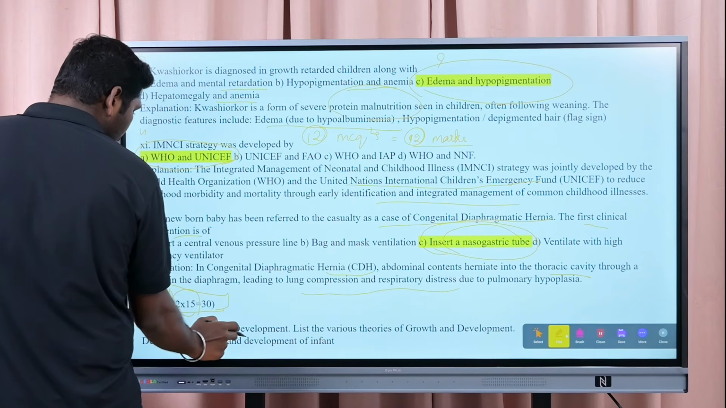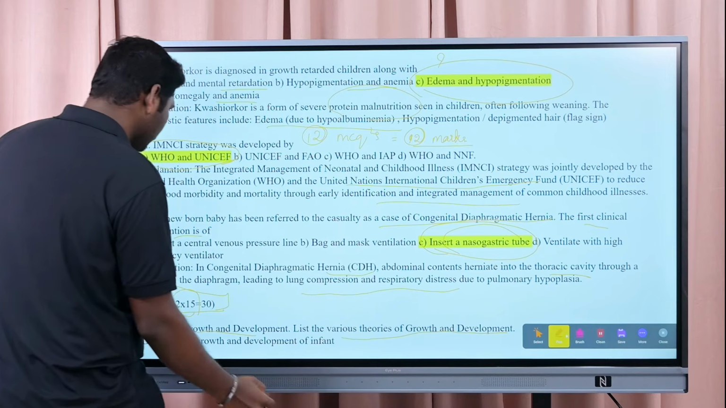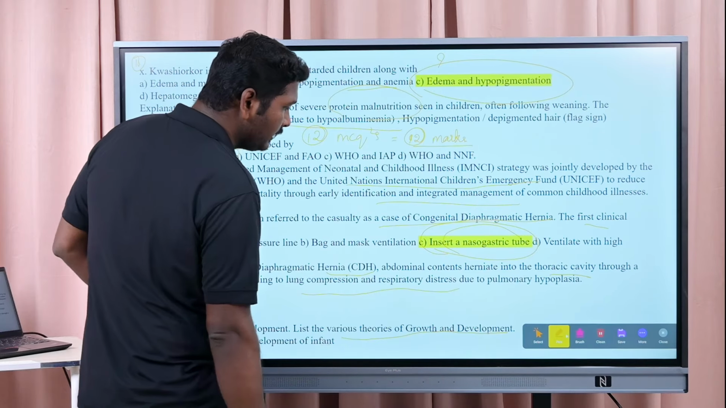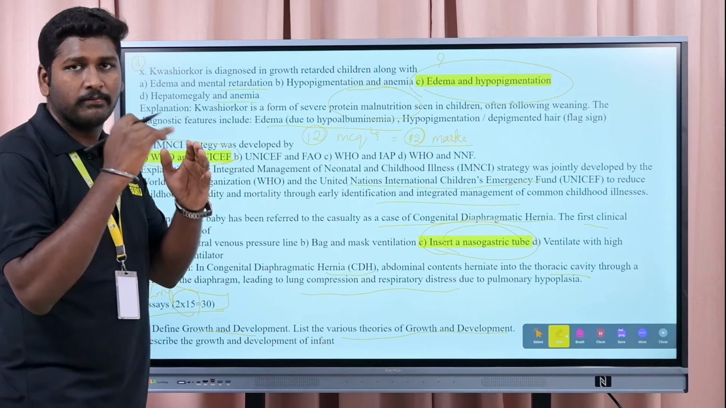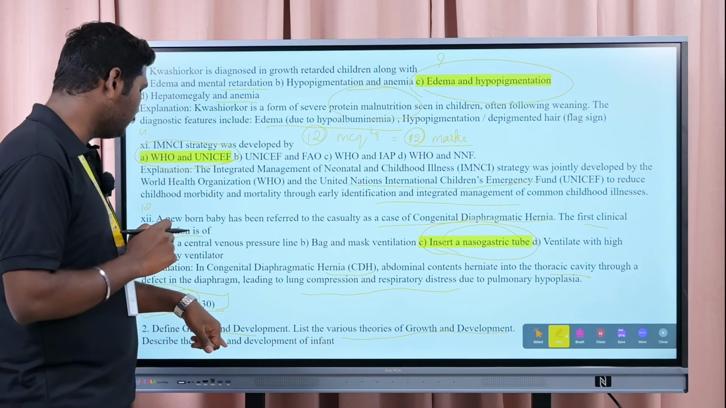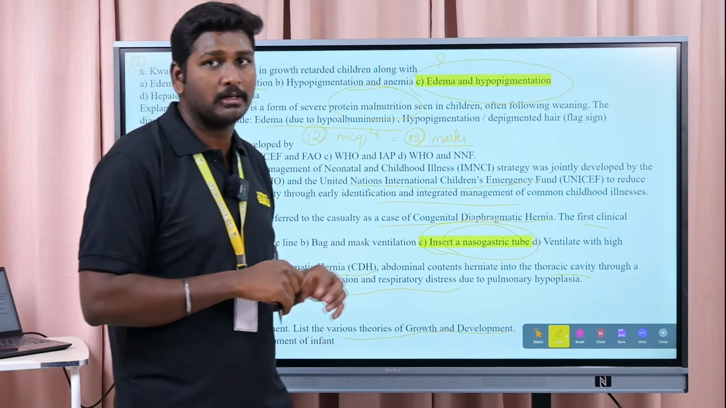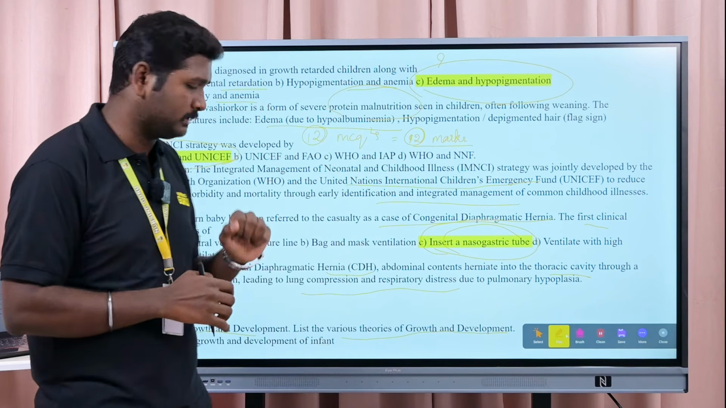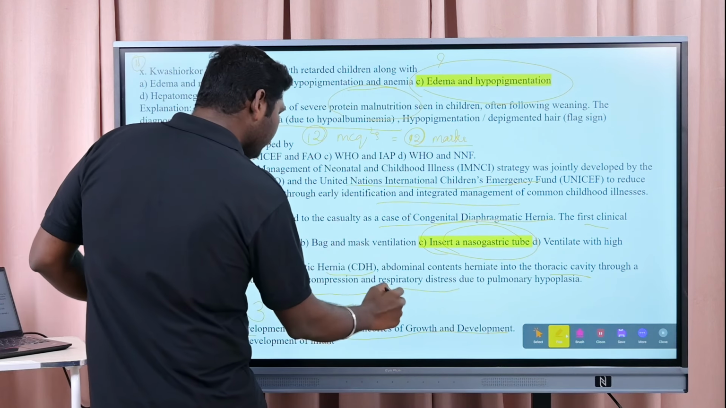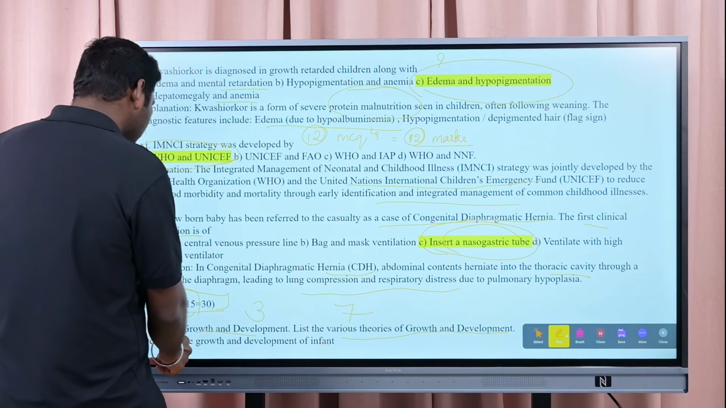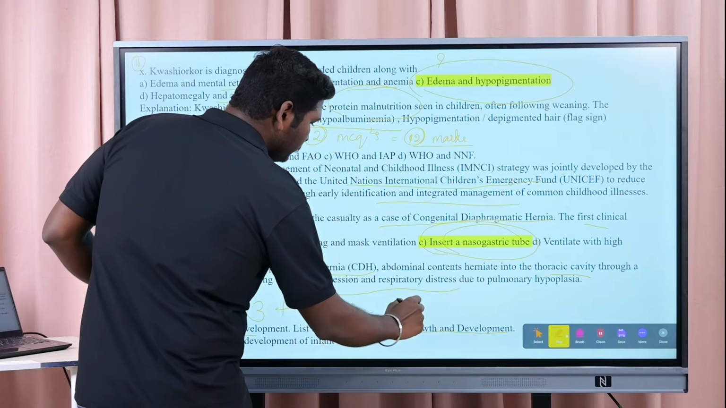The first one is: define growth and development, list the various theories of growth and development, and describe the growth and development of the infant. See, this is divided into multiple differentiation of marks. For example, define growth and development will be your 3, and they might have clearly given in the question paper how much marks each question carries. The growth and development may be 3, next list the various theories of growth and development 7, and describe the growth and development will be again your 5. So totally it will be 15 marks.